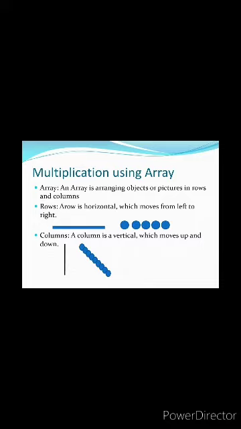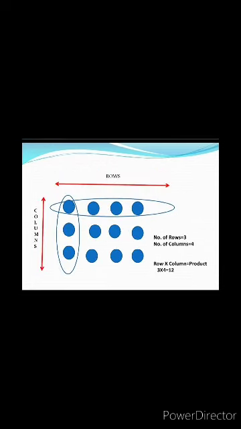Those are called columns. Now in the next slide, we'll understand how we can multiply using an array and why it is very useful for us. See, from this picture you can easily understand what are rows and what are columns. Now just count the number of rows. 1, 2, 3. So how many rows are there? 3. And how many columns are there? That means vertical. 1, 2, 3, 4. So how many columns are there?